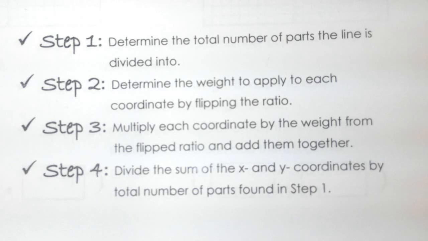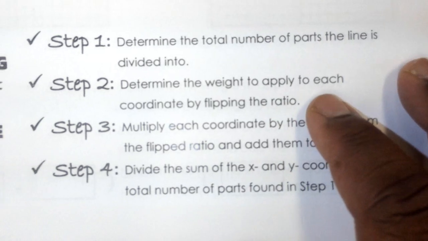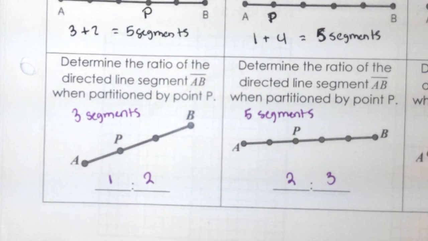After that, we're going to multiply each coordinate from our original segment by the weight from the flipped ratio. Then we're going to add them together. And then the last piece, we're going to divide the sum of our x and our y coordinates by the total number of parts found in step 1, so by the total number of segments we have. Alright. Not bad. It's just going to be repetition. You'll learn how to do it.